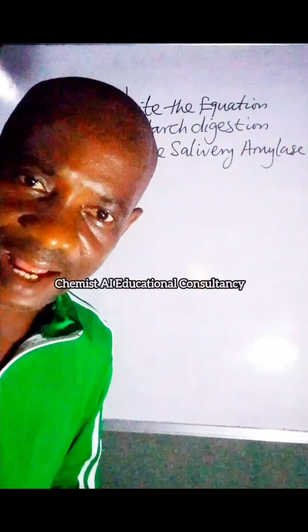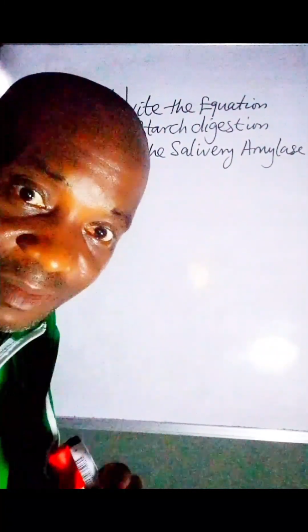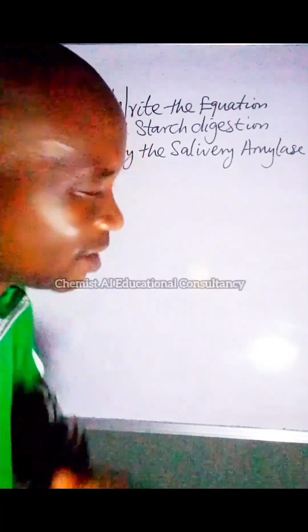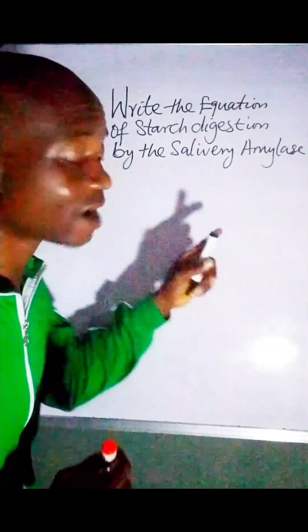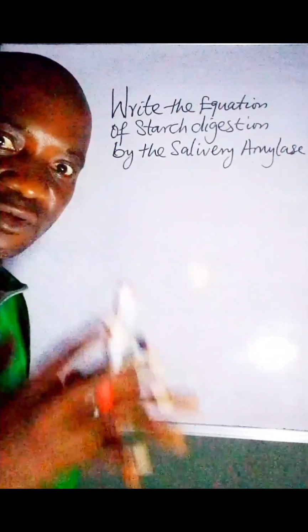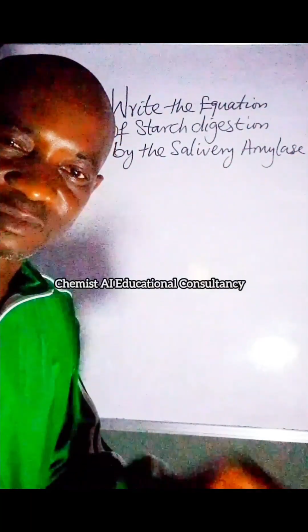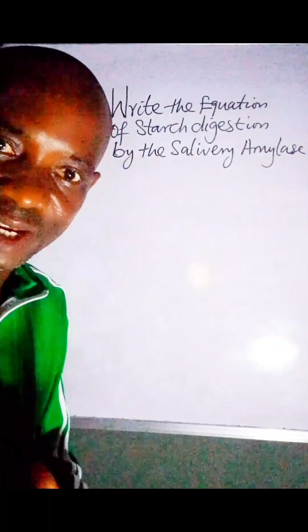Biology teaches that starch is converted to maltose in the mouth during digestion. But chemistry explains what happens to the starch at a molecular level. The question says, write the equation of starch digestion by the salivary amylase. That is, the equation of what happens in the mouth when starch is converted to maltose in the presence of salivary amylase.